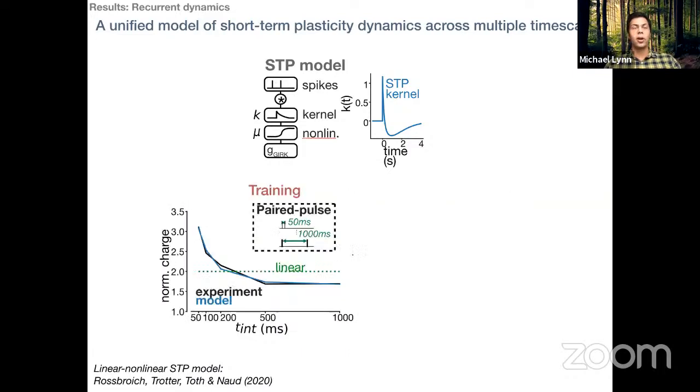I don't have time to go through all the data, unfortunately, but we also did some classic paired pulse experiments. We show that this STP model fits this data almost perfectly. You could think of this as a training set, because this is the data that we fit the kernel to.